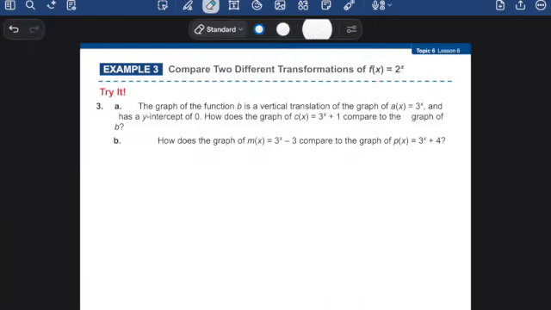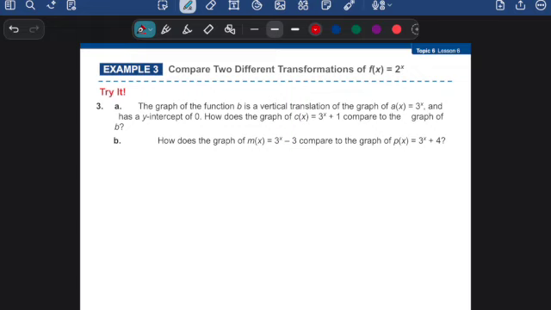Try it 3. The graph of the function B is a vertical translation of the graph of A, which looks similar to a parent function. So here's A, and it has a y-intercept of 0. So what does that mean? For B, if I'm going to write an equation for B of x, it's only going to have a change to the outside. So it'll have a plus k or a minus k, we don't know. But it has a y-intercept of 0.